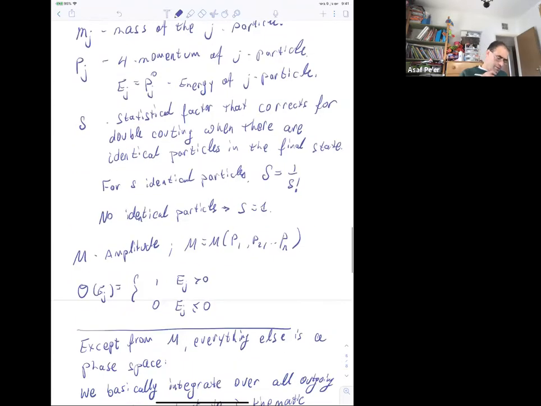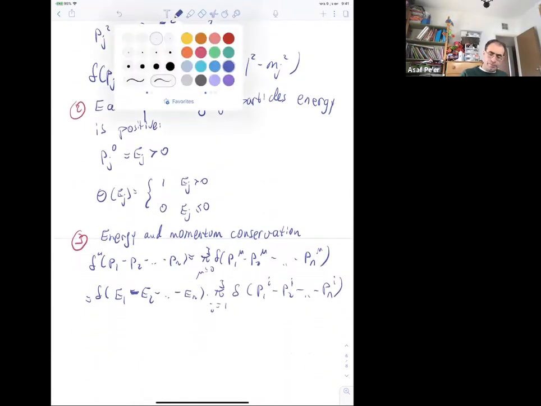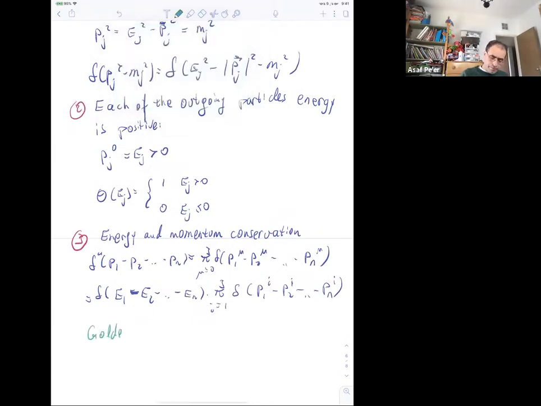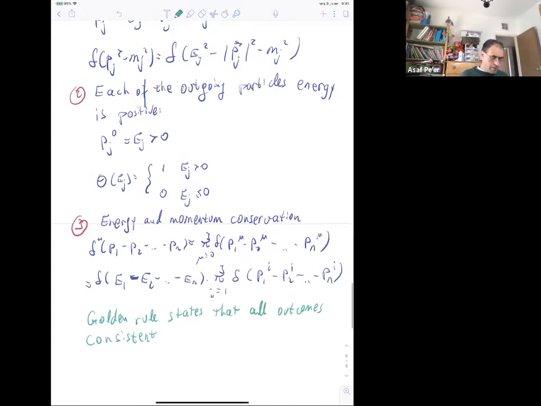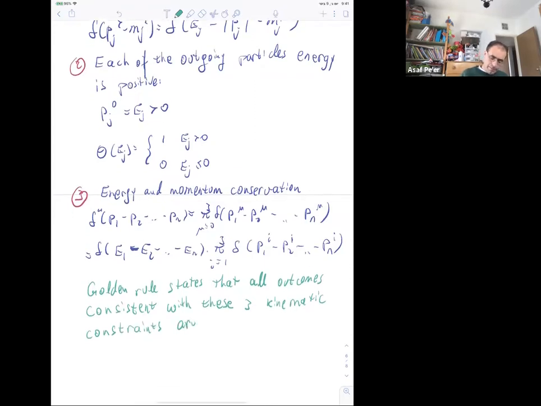So the golden rule states that all outcomes consistent with these three kinematic constraints are equally likely. It's that simple.